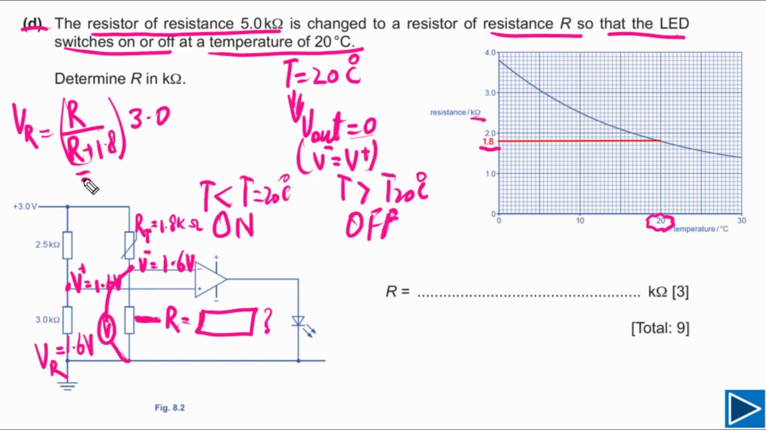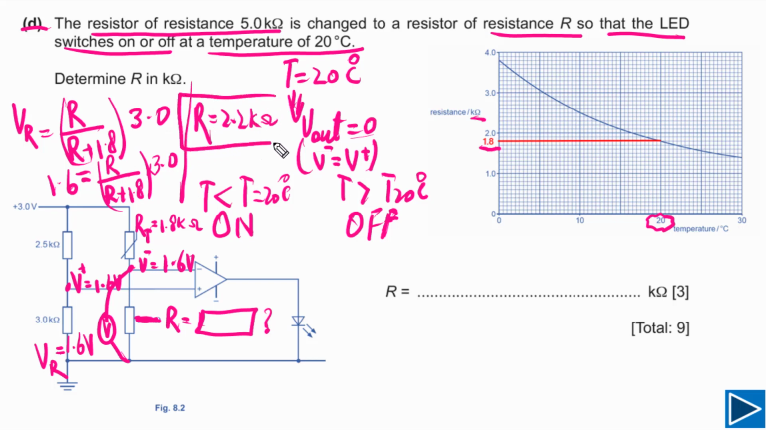If we solve this one, first of all, we need to plug in the value of VR, that is equal to 1.6. So we have R divided by R plus 1.8, multiplied by 3.0. Now, if we solve this for the value of R, we can find out R will be equal to 2.2 kilo ohms, and that is the answer. That is what we need to find out, the value of R in kilo ohms. Simply, our final answer is 2.2 kilo ohms.